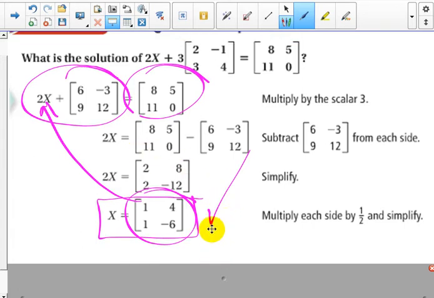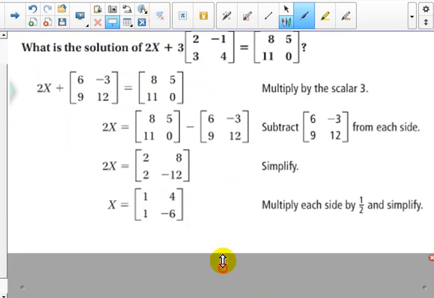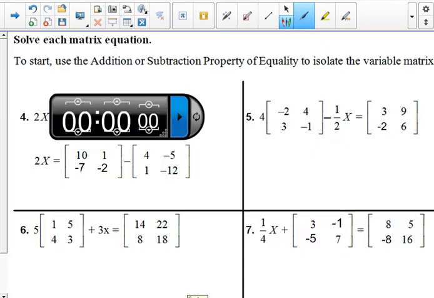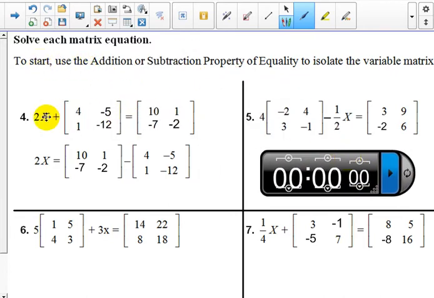And it should. If you got the answer correct, your check will come out. Are there any questions? Still pretty easy. It's going to get a little harder, but not much. All right, so let's look at our next problem over here. And let's work number 4 together.